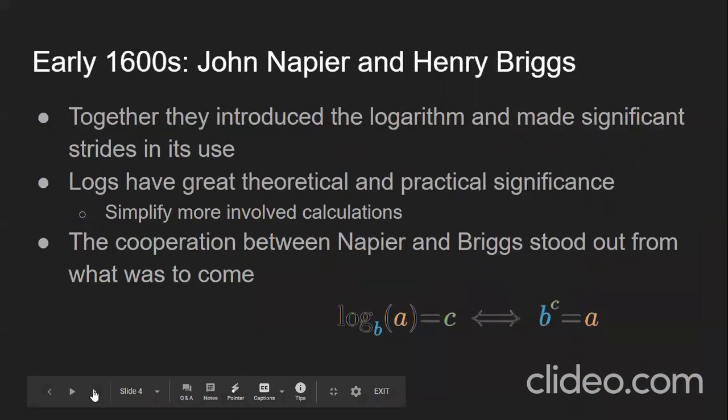Next, we have Napier and Briggs. They were in the early 1600s, and the book describes that they introduced, perfected, and exploited the logarithm. The log is valuable both in terms of its theoretical significance and its practical applications, and some of those applications include the pH balance system in chemistry and the Richter scale for earthquakes. Logs are also useful in simplifying more tedious multiplication, division, or extraction of roots. So their work on the log was really important. It's interesting to note that the cooperation between Napier and Briggs was a contrast to what was to come in math. There were going to be a lot of bitter disputes between mathematicians, so their cooperation was unique compared to what was to come.